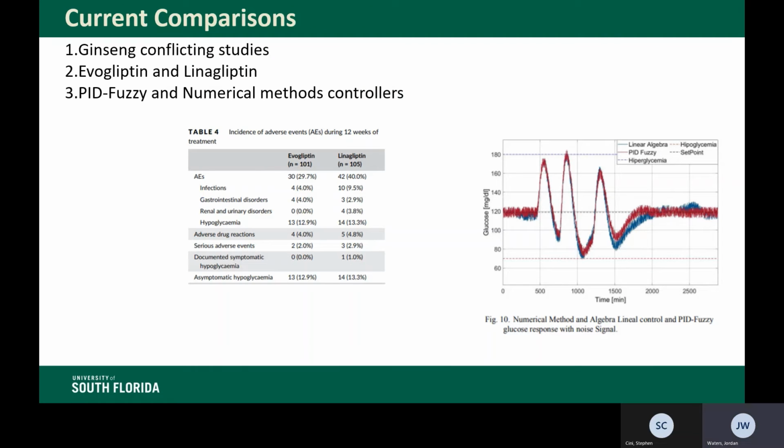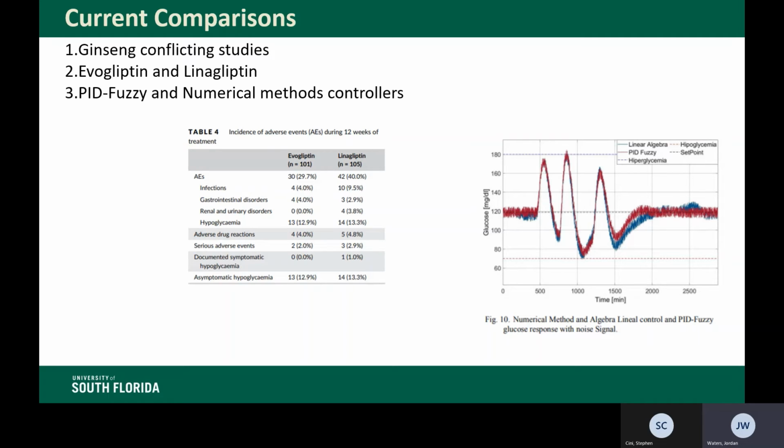For comparisons of current treatments, we're looking at ginseng, which is a herb people are currently recommending, and there are actually conflicting studies, so doctors cannot currently recommend it for diabetes. We also look at evogliptin compared to linagliptin, which is more commonly used currently, but they found that evogliptin is going to have fewer adverse effects according to this table here underneath.